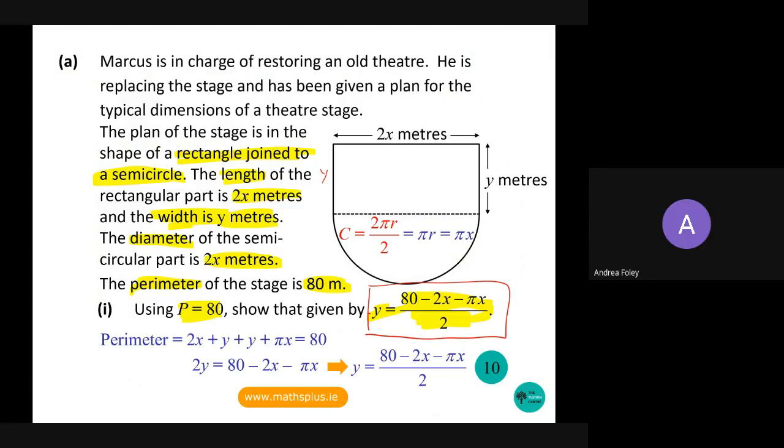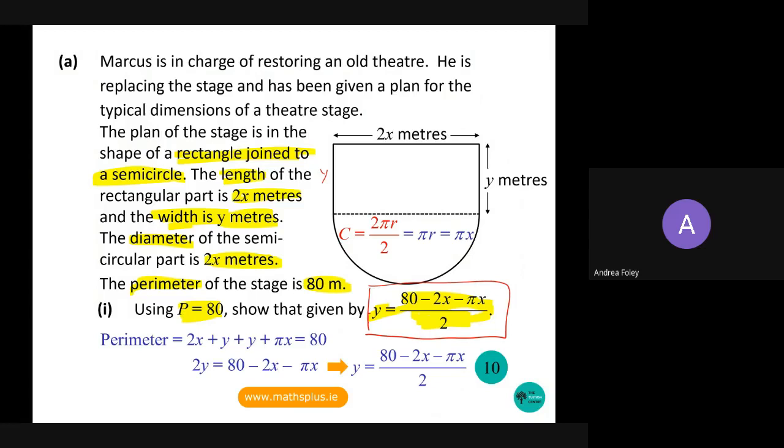So this one is marked 0, 4, 7, 8, 10. Low partial credit here, which is your 4 marks, is forming an equation involving 80, or forming a perimeter equation. So if you algebraically found the perimeter equation, so you had the 2x plus y plus pi x, and you made that equal to 80, or you had a different perimeter, you made a mistake on the perimeter, but you involved the 80, that's where you're getting the low partial credit here for 4 marks.